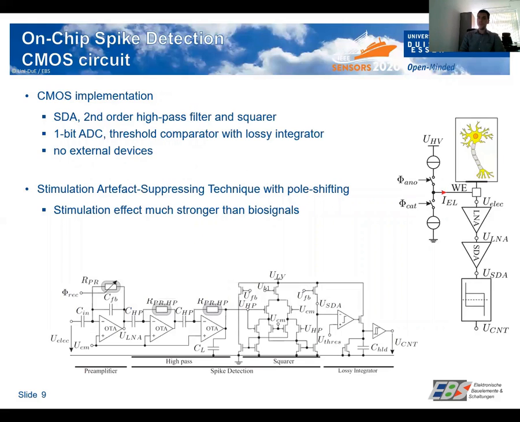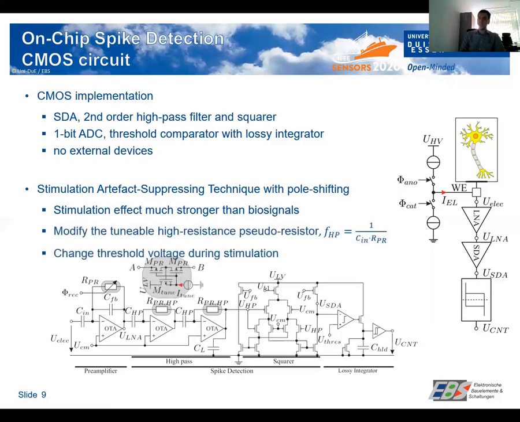Now we come to the CMOS implementation with a focus on the SDA and the stimulation artifact-suppressing technique. The optimized SDA requires a second-order high-pass filter, and a square for the energy detection of an action potential. The generation of the digital pulses is done with a comparator and a lossy integrator, which generates the trigger pulses with 2 ms pulse durations. The feedback resistor, RPA, consists of tunable high-resistance Seidl resistors.